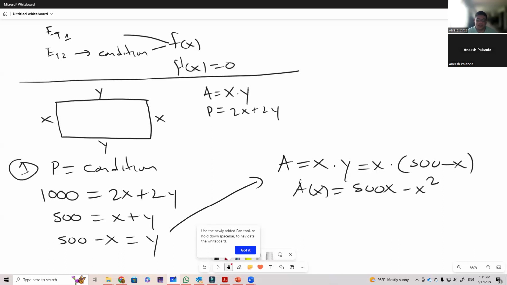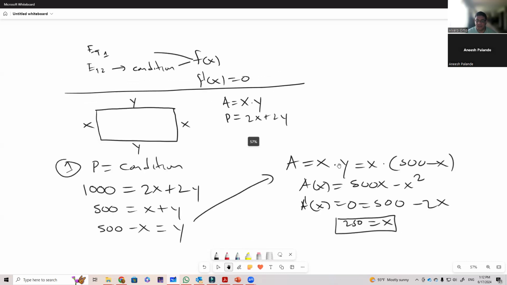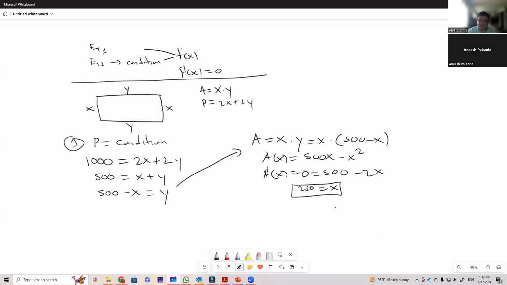At that point, I can now do the optimization, which is pretty much finding the critical point and finding the maximum. Here, the derivative is 500 minus 2x, and so 250 is the value that makes that 0. That is my critical point. I can find that it is a maximum because I take the second derivative, which is minus 2. So A double prime of 250 is minus 2, which is less than 0, and x equals 250 is a maximum.